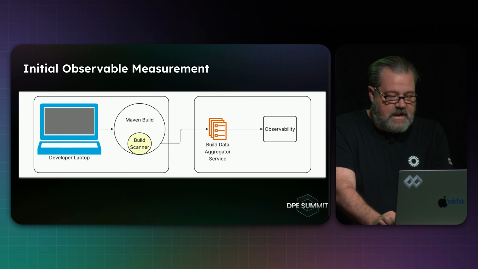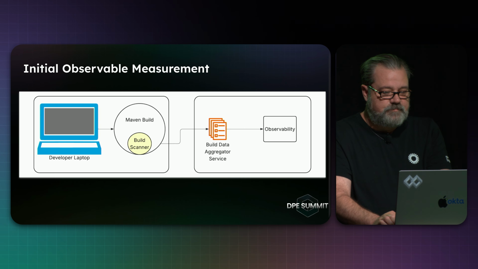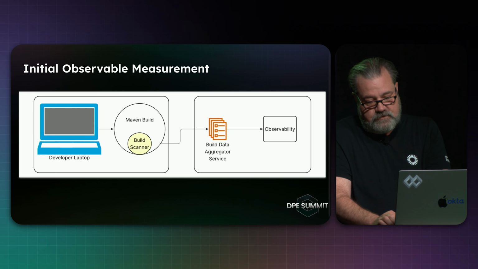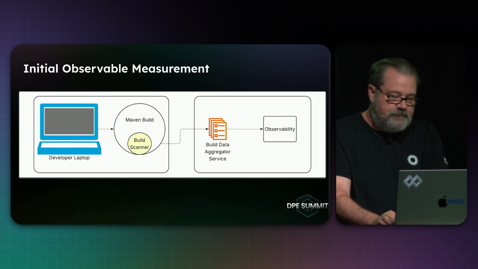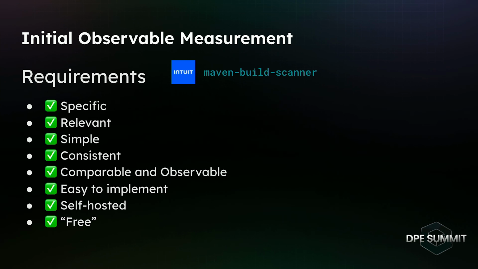From there, the build data aggregator would forward the data to whatever general observability platform you use, or we use. At the time when we built it, it was Wavefront and later became Prometheus. And now we had all of our bases covered. We could actually start observing the build across all developers. It also had the advantage of being pretty easy to implement, self-hosted, and cheap.